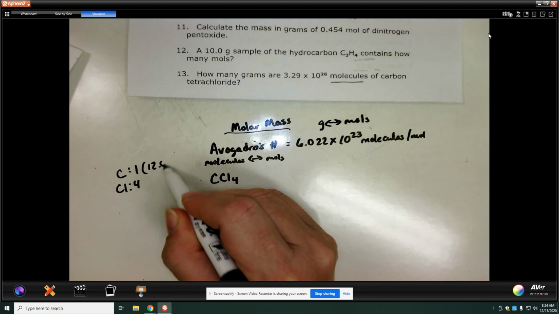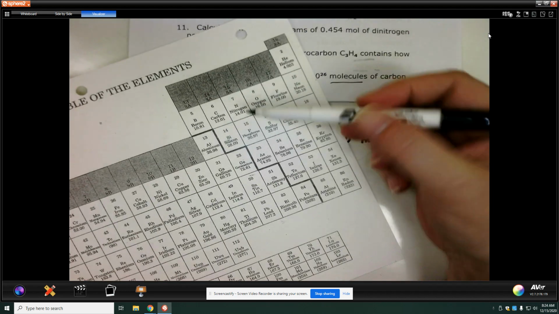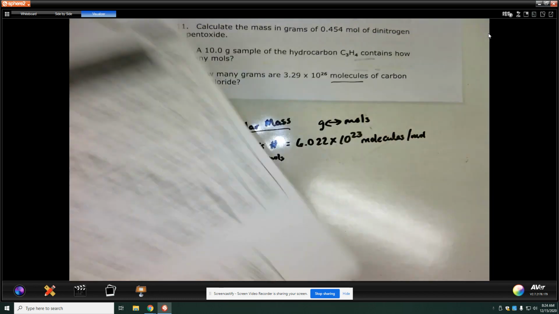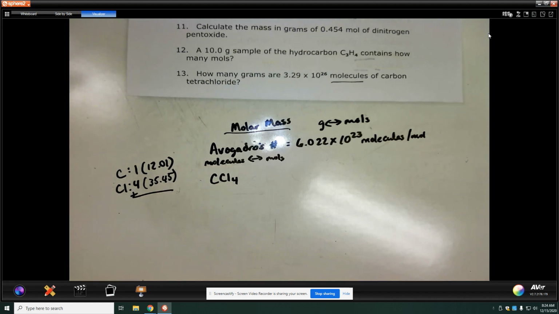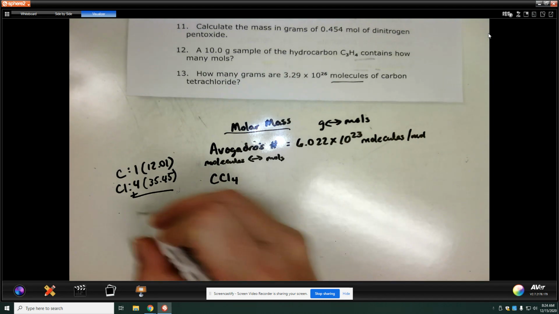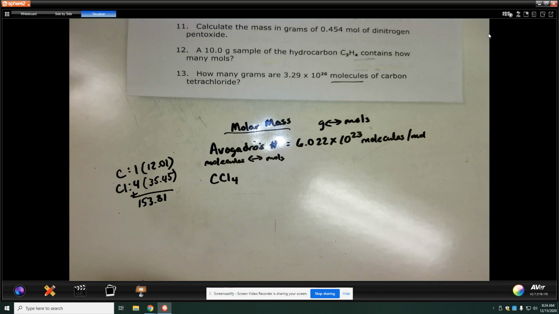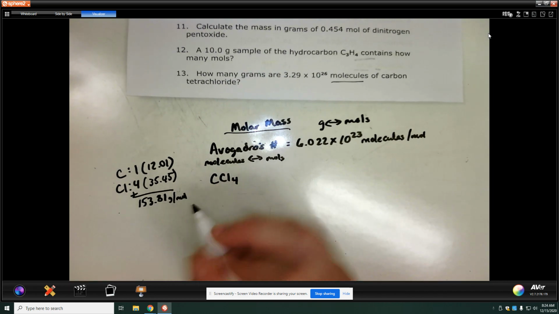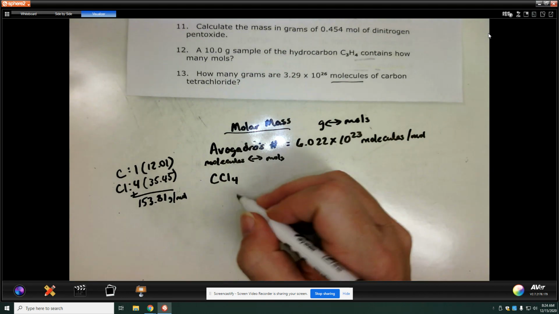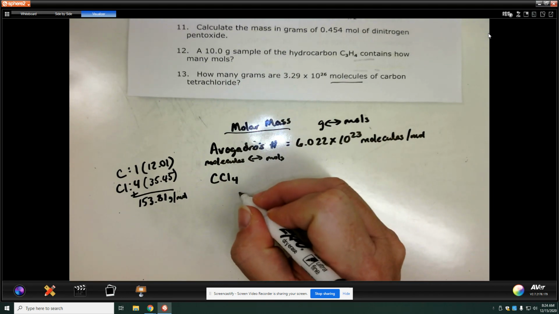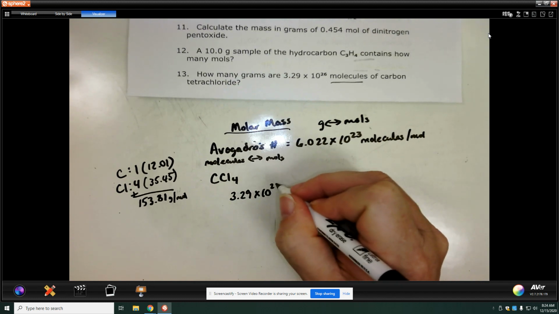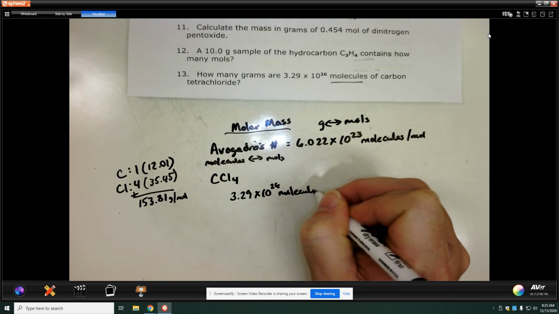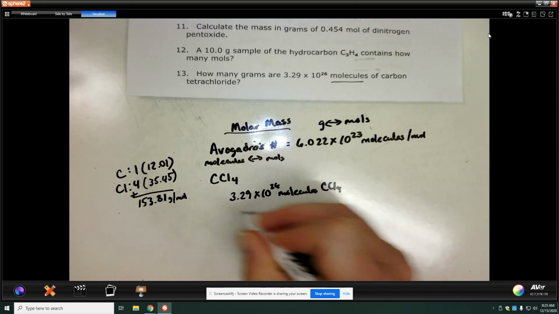Carbon on the periodic table is 12.01, and chlorine is 35.45. So 12.01 plus 4 times 35.45, and I get a molar mass of 153.81 grams per mole. So that's how many grams are in 1 mole of carbon tetrachloride. Okay, so now I have all my conversion factors. I'm ready to work this problem. 3.29 times 10 to the 26 molecules of carbon tetrachloride.